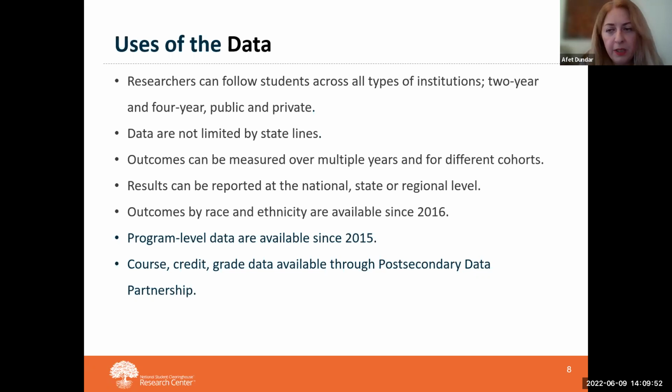We measure outcomes over multiple years for different cohorts. And race ethnicity data is more complete since 2016. Although we have race ethnicity data before that, it's an optional data element, but we have been able to produce our reports with race ethnicity data for recent years. Program level data is also available for all the aggregate results since 2015, and course credit grade data available through the post-secondary data partnership. The service started in 2017, but the data went back to 2010-11. So that's the earliest year that we have in PDP.